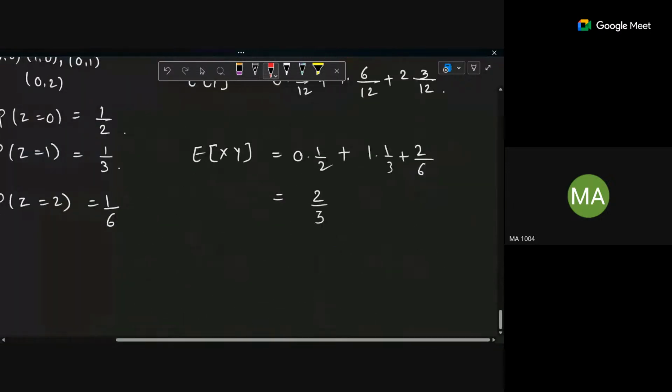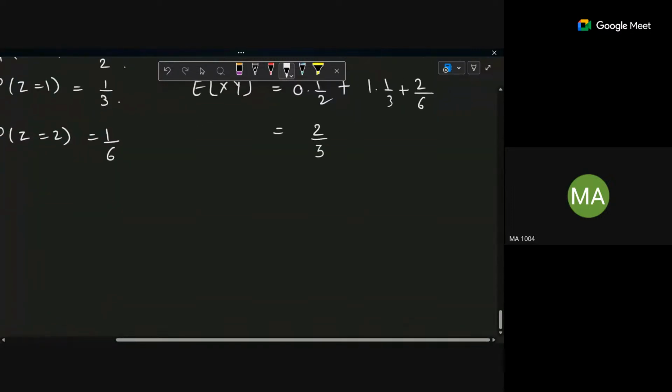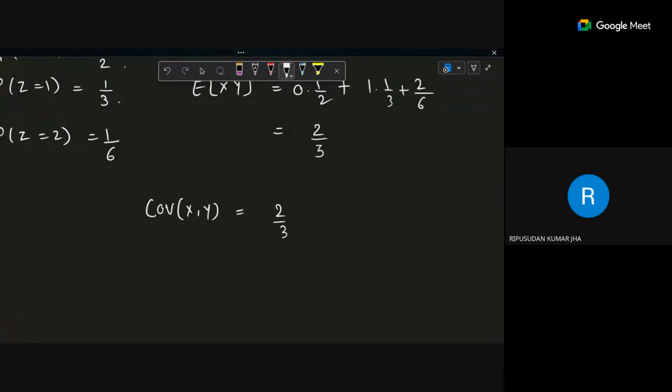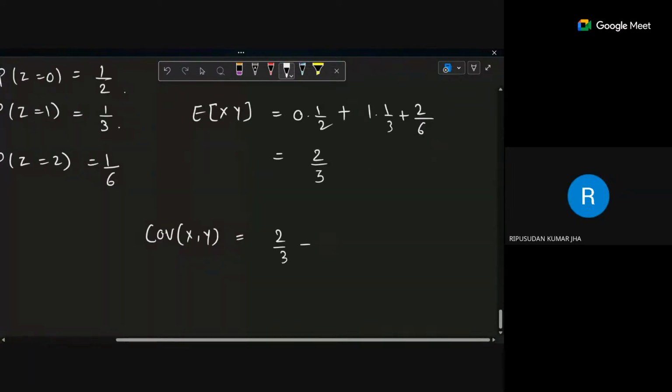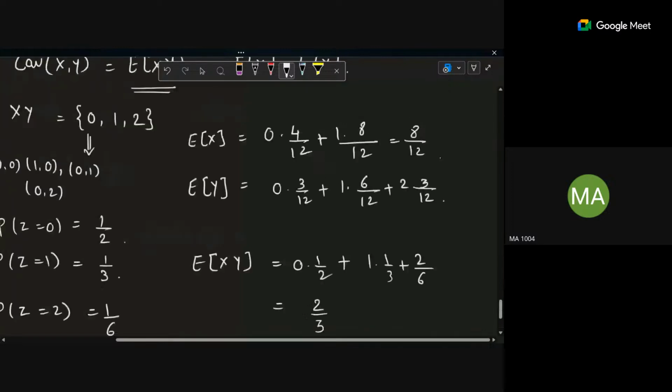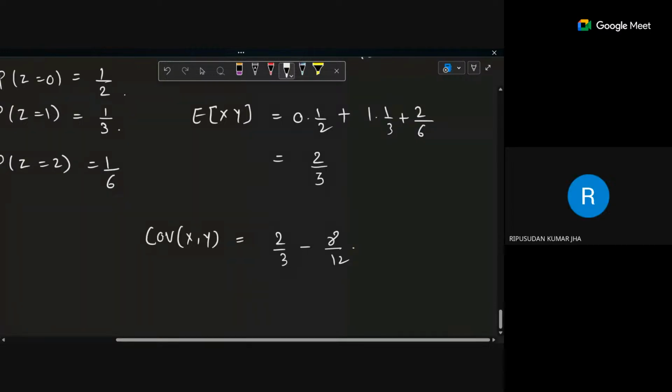Fine. So once we have calculated all these expectations of x, y, and xy, what's your answer here? Covariance for xy? Expectation of xy minus expectation of x into expectation of y. Expectation of x is 8 by 12, into expectation of y, it is 1.